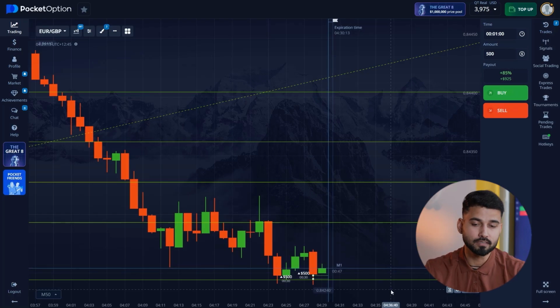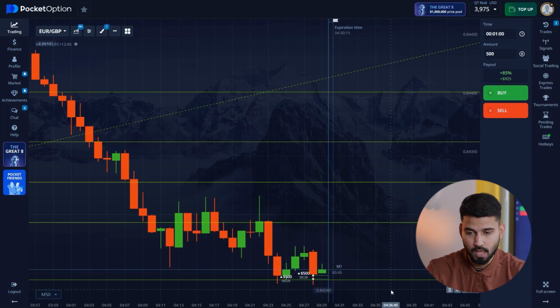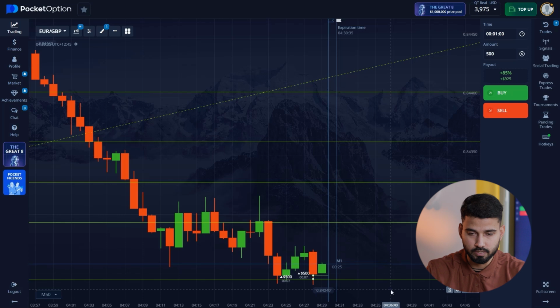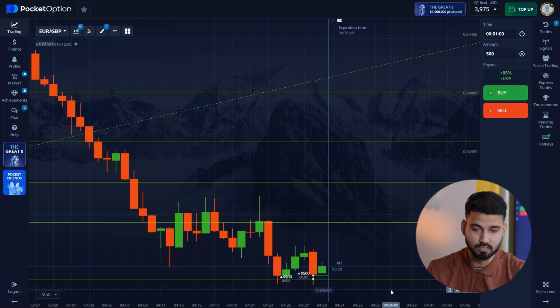Let's switch to another instrument to see the difference. I am choosing EUR/GBP, especially because it's a low volatility pair. The candles are moving smoothly without sharp spikes, and that kind of trading is perfect for the strategy.